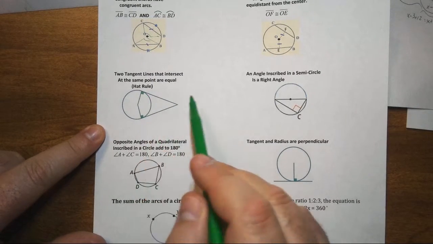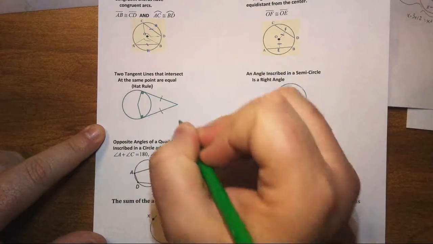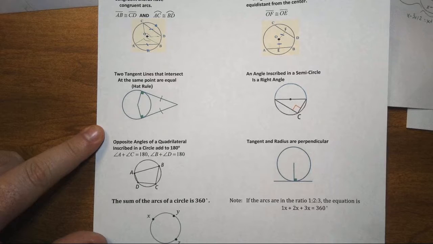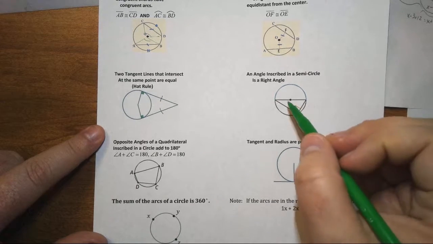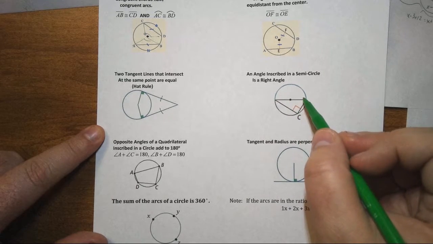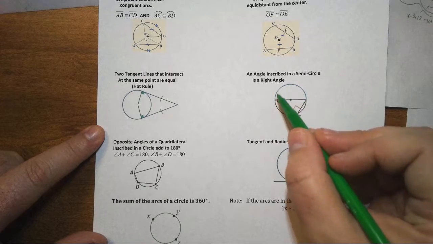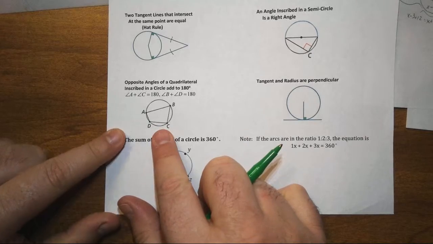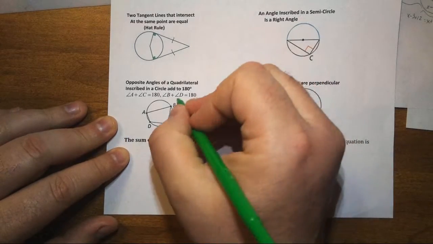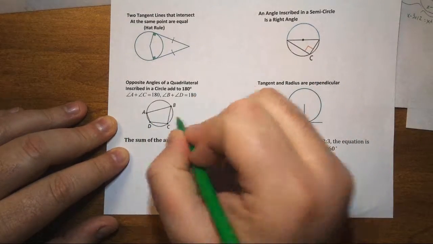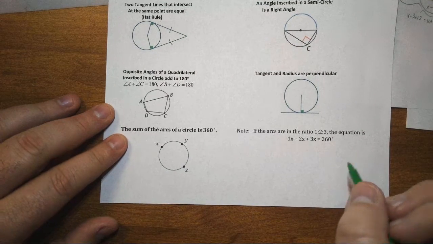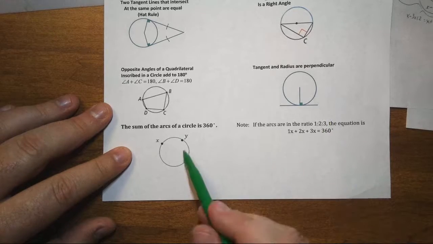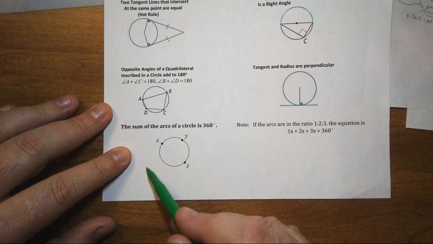Our hat rule: two tangent lines that intersect from the same point outside the circle are congruent. Also, a tangent is perpendicular to the radius at the point of tangency. An angle inscribed in a semicircle is a 90-degree angle. Remember, if this is 180 up here, that has to be 90. The opposite angles in an inscribed quadrilateral are always supplementary. So B plus D is equal to 180, and A plus C is equal to 180, the ones across from each other. We talked about tangent perpendicular to the radius. And the last one, remember, the arcs always add to 360 degrees.